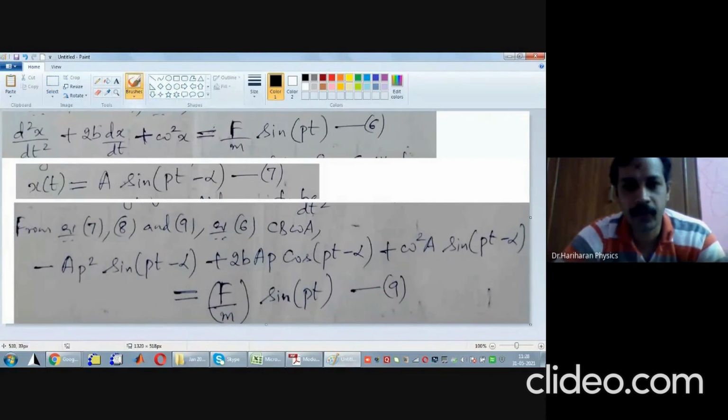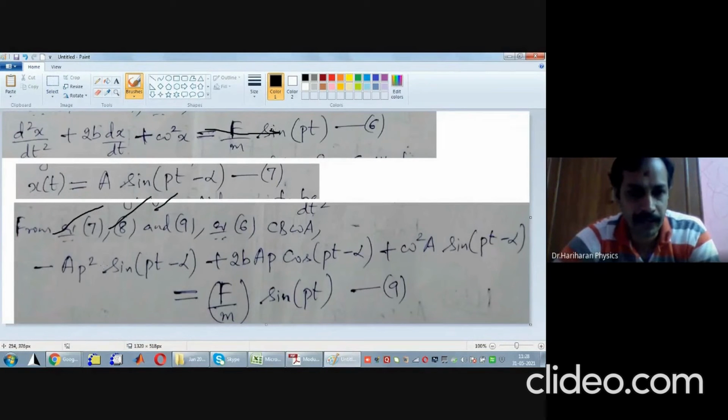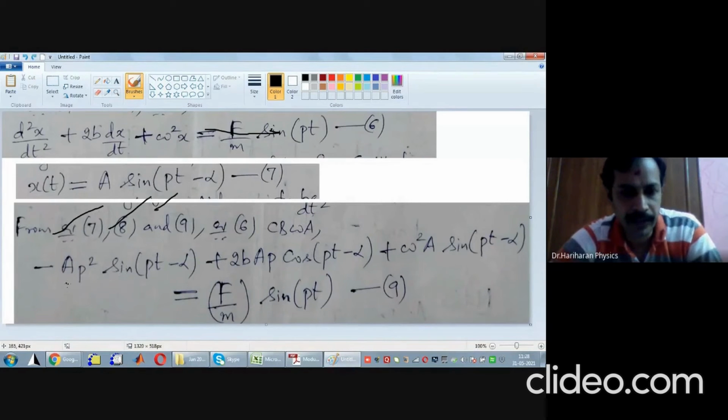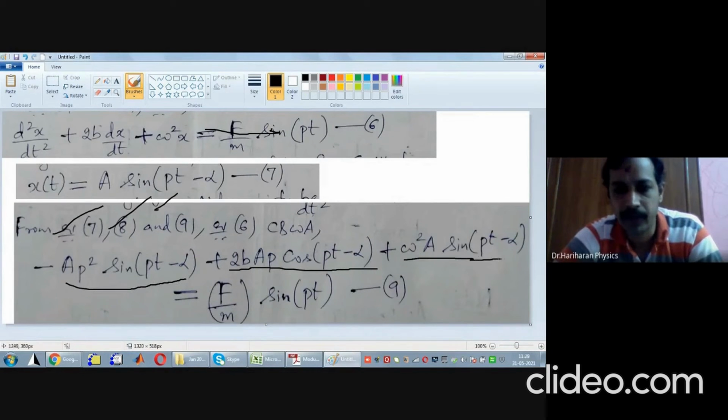Look here. From equations 7, 8 and 9, equation 6 can be written as minus a p square into sine of pt minus alpha, plus 2b ap into cos of pt minus alpha, plus omega square a into sine of pt minus alpha, equal to f by m into sine of pt. I already told you that m lies in the denominator.